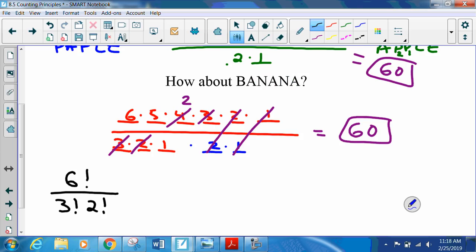In these distinguishable permutations, you always count the letters that you're given: 1, 2, 3, 4, 5, 6. So we'd start with the 6 factorial, and then you'd count how many of the same letter you have. For instance, we had 3 A's, so that's where the 3 factorial came from, and we had 2 N's, so that's where the 2 factorial came from. So if you want to do it that way, you are welcome to do it that way.